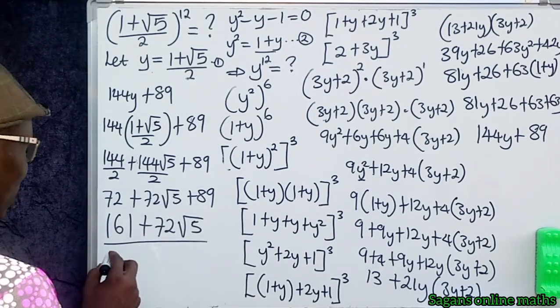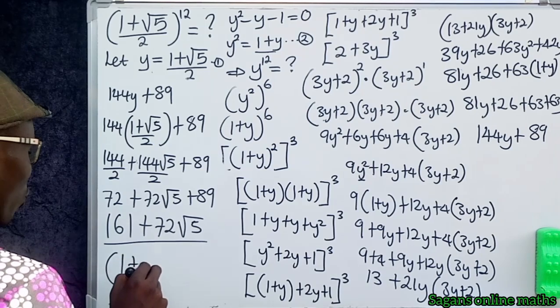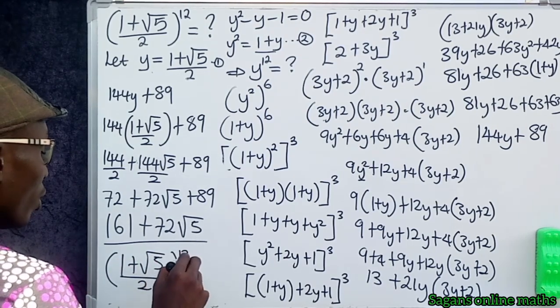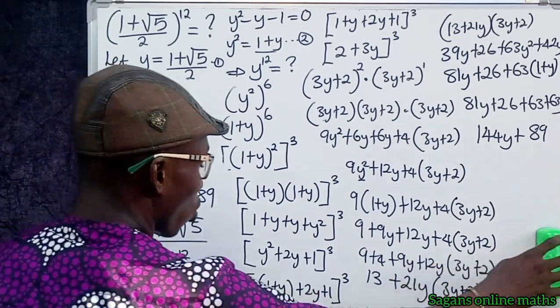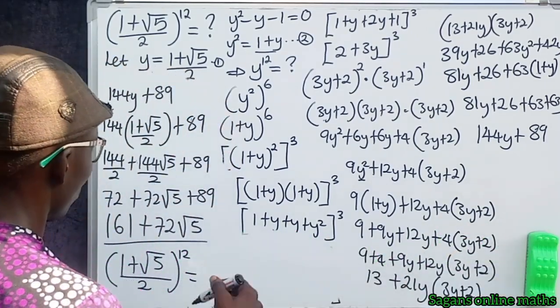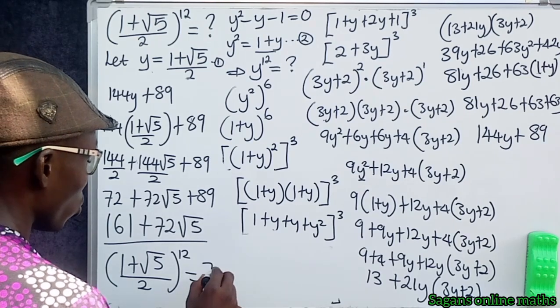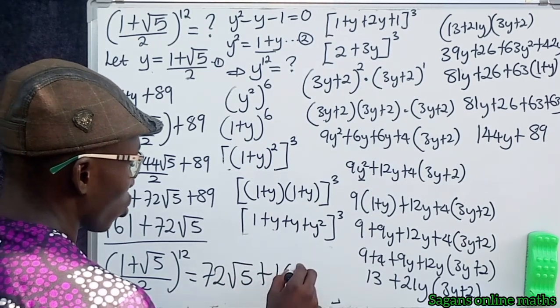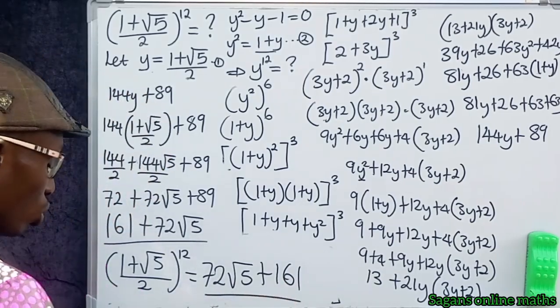So it means that ((1 + root 5) divided by 2), all to the power of 12, is equal to 72 root 5 plus 161. And this is the solution to this problem.